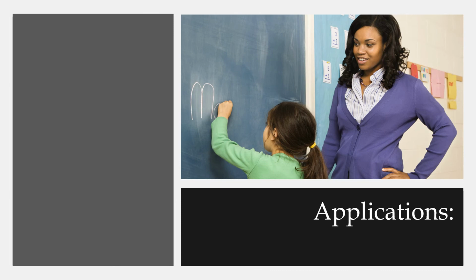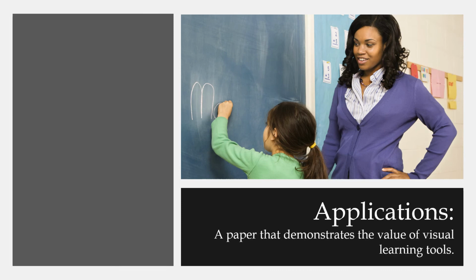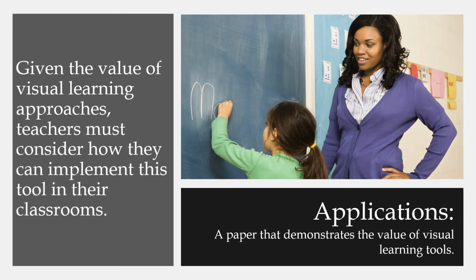After outlining an argument that demonstrates the value of visual learning tools in the classroom, you could use applications as an effective closer. For example, you might write, given the value of visual learning approaches, teachers must consider how they can implement this tool in their classrooms. After seeing the value of this approach that you've proven throughout the paper, you're now encouraging the reader to reflect on this themselves and consider how they can apply it in their own practice. This allows them to make a connection between your argument and their practice in the classroom.